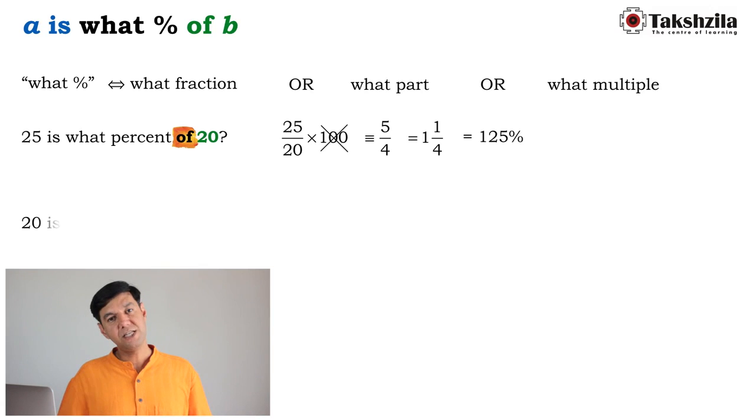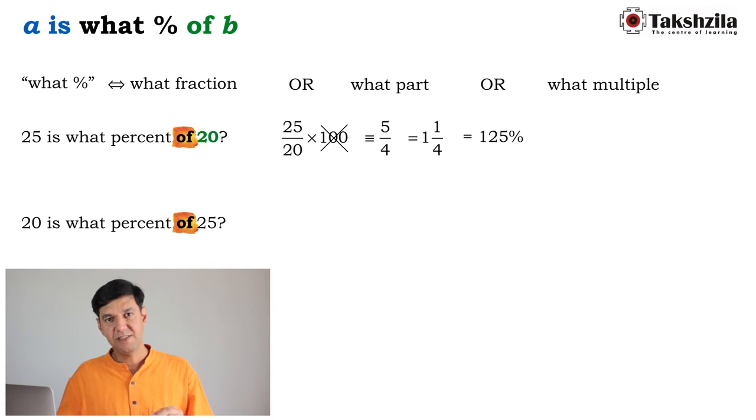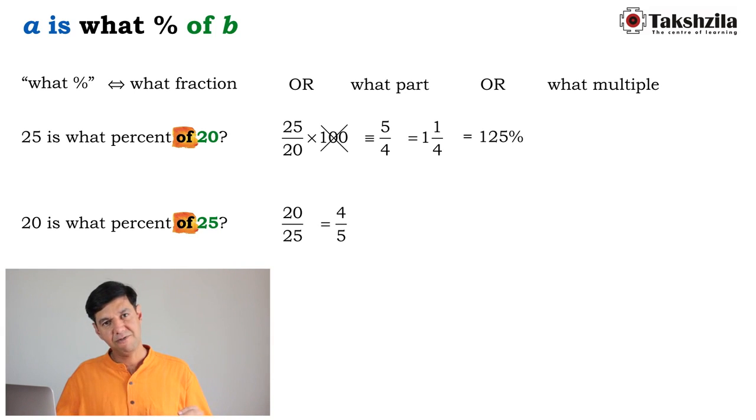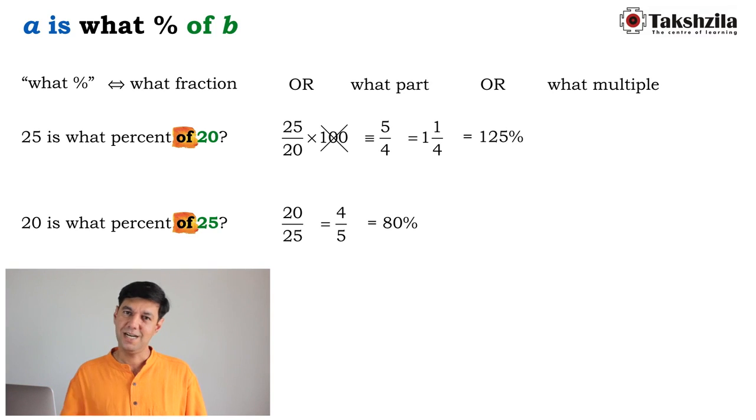The sentence was 20 is what percentage of 25? Of 25. So 25 in the denominator, 20 is being compared with 25, 20 by 25. Rather than getting the 100, just reduce it as a fraction. 4 by 5. 1 by 5 is 20, 2 by 5 is 40, 3 by 5 is 60, 4 by 5 is 80. So 4 by 5 is 80%. This is how we should be handling these.